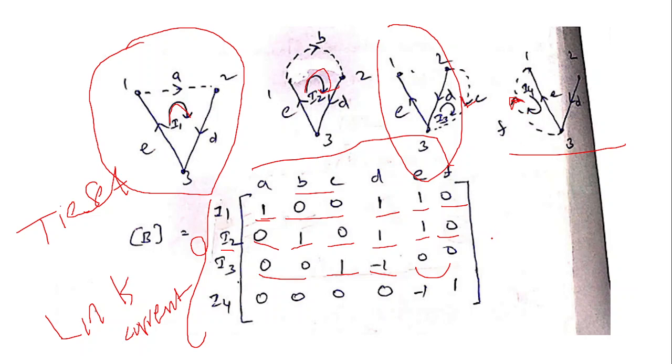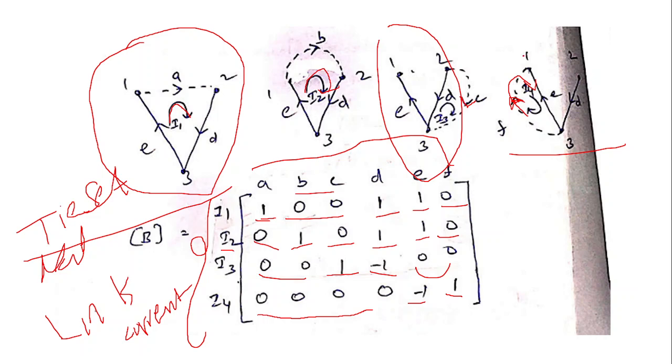So these two are in same direction. So F is 1. But if you compare this direction with your E, these two are opposite. So minus 1. So remaining branches like A, B, C, D are not there. So I'll put zeros. So this is how I need to draw the tie set matrix.